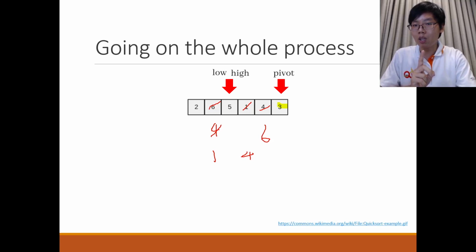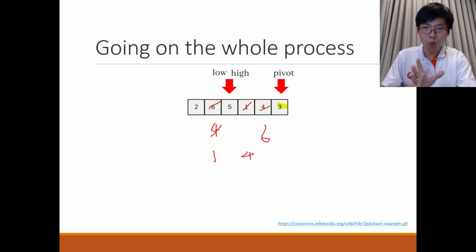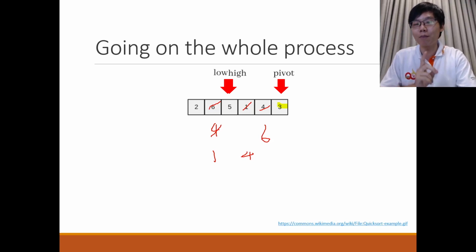Then we compare low with the pivot. So low is 5, pivot is 3. So we need to swap between low and high. But since low and high are pointing at the same position, no swap happens. But we still decrease the high index by one step.